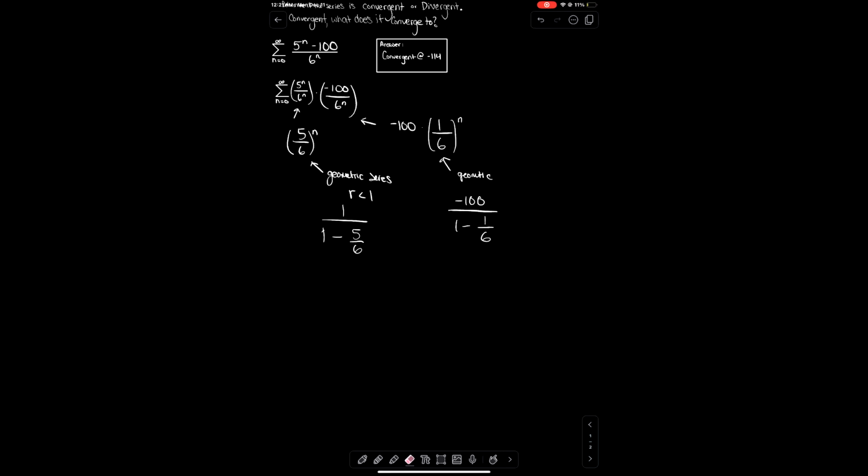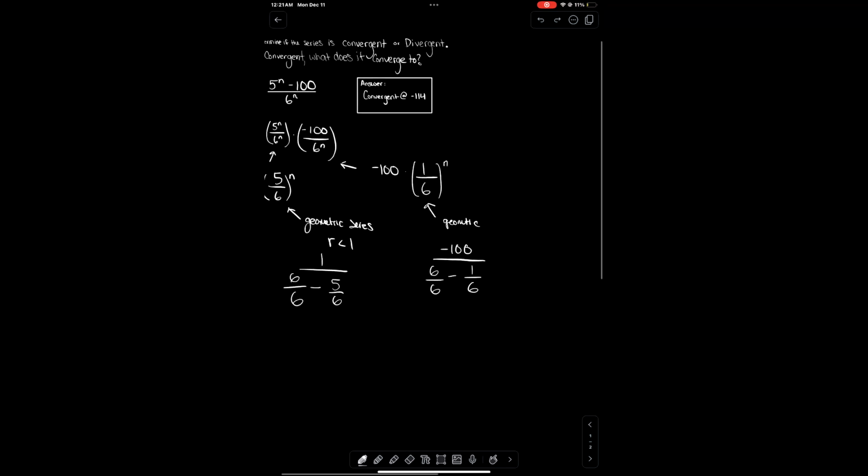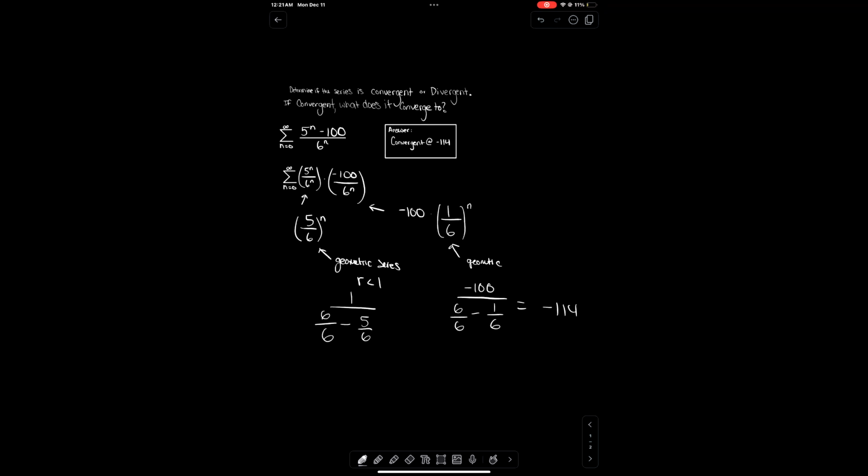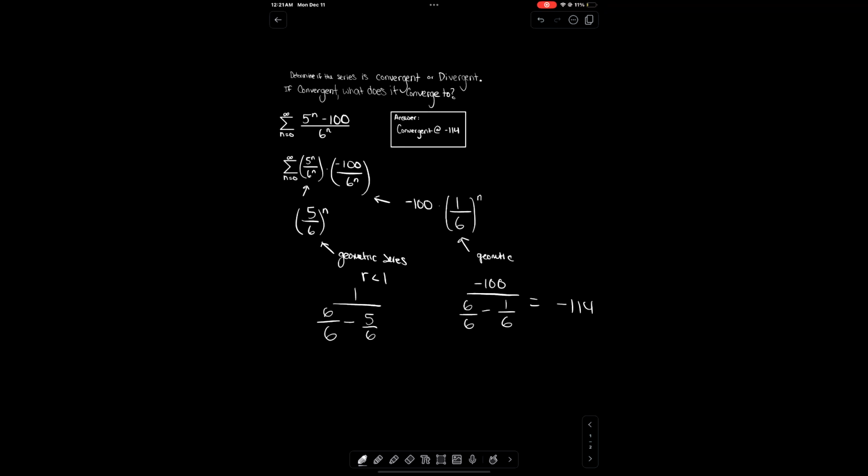And then for both of these, instead of writing 1, we could put these as common denominators, 6 over 6 instead of 1, so that you could actually subtract these. And then once you get these two values, it equals negative 114, okay? And this is obviously convergent because you have two series here that are geometric that are less than 1, and if they're less than 1, then it's convergent.